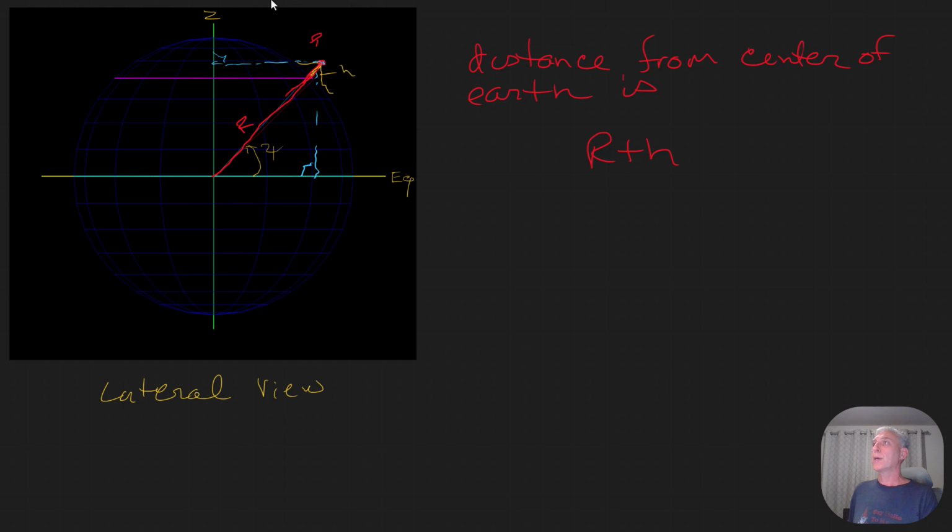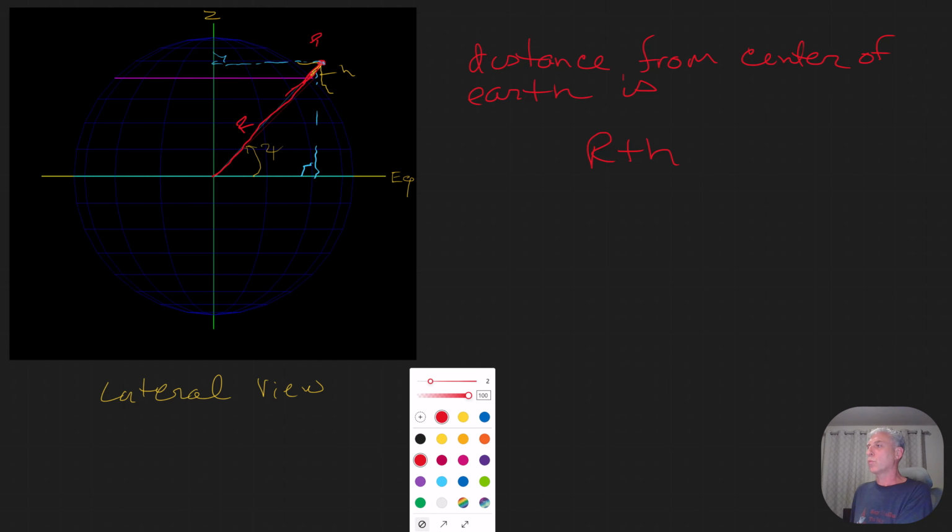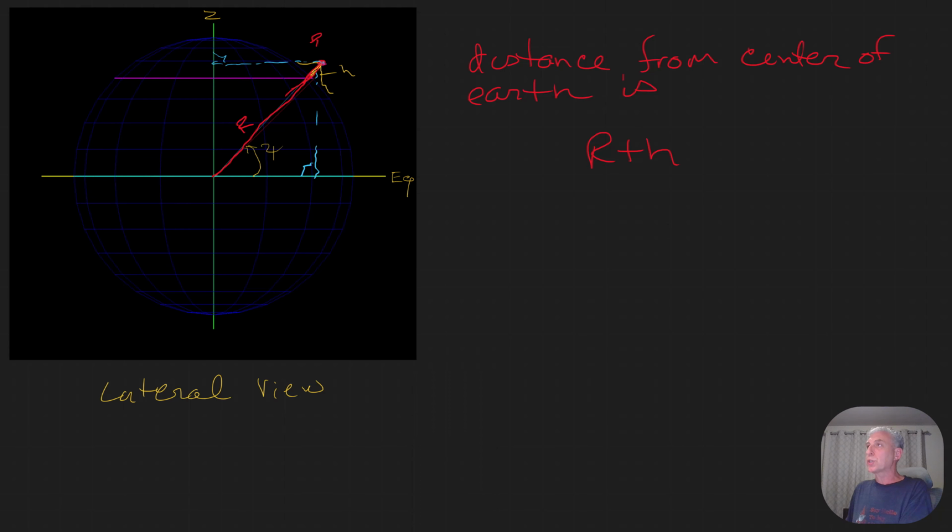What is this right here? What color do I want to use? I'm running out of colors. I'll use pink. If we go from h down to the equatorial plane, that is our z value. That's our z coordinate. So how do we get that? Well, we have the length of the radius to point P from the center of the Earth, right? So that's r plus h, and we have psi.